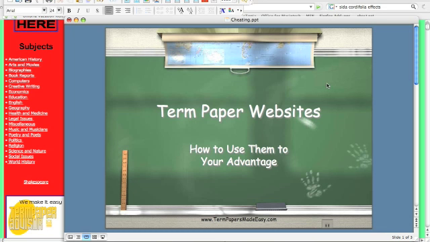Term paper websites are just a small portion of what's available on the internet as far as reference material goes. Your college no doubt will host websites such as the Wilson Web, Articles First, the EBSCOhost. They have access to millions of articles, journals, and so forth.